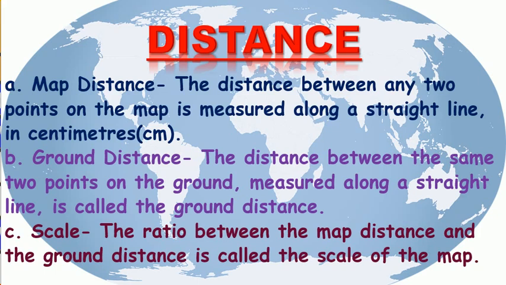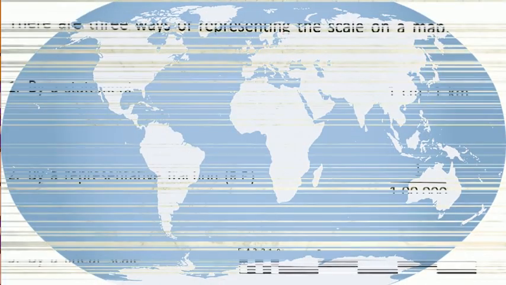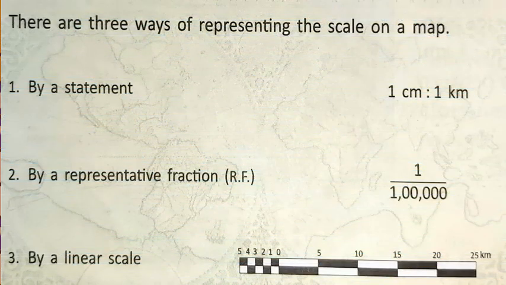Now the question comes, how to show scale on a map. Let us see how we can show scale on a map. There are three ways of representing the scale on a map. The first way is by a statement. The second way is by a representative fraction. And the third way is by a linear scale.